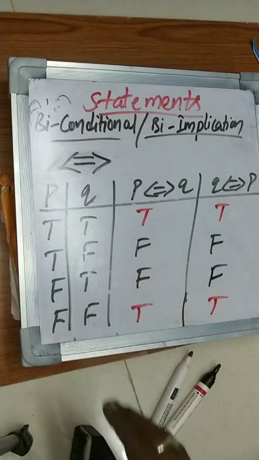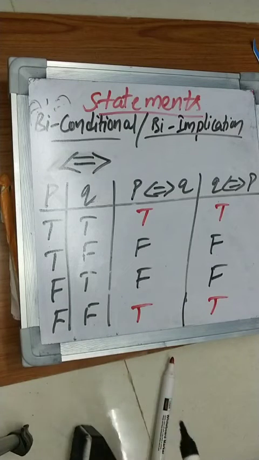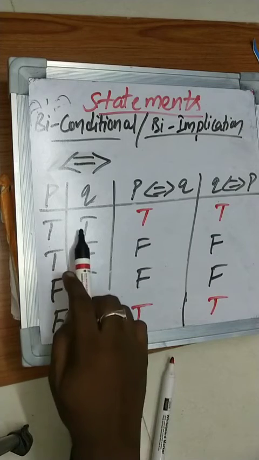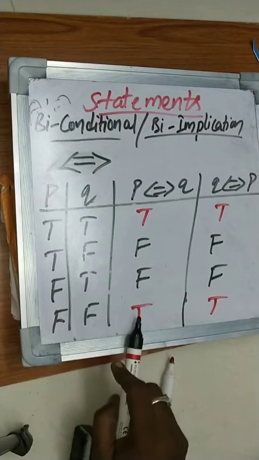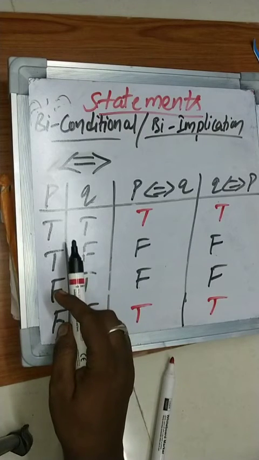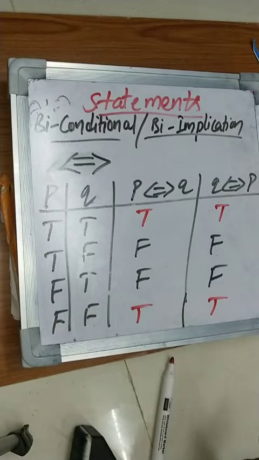You can also use a small logic for this, as you have learned in your basic classes: plus into plus is plus, plus into minus is minus, minus into plus is minus, minus into minus is plus. So you can consider true as a plus and false as a minus, and apply this rule. Simple: if both the statements are true or both the statements are false, then the result of the compound statement will be true.